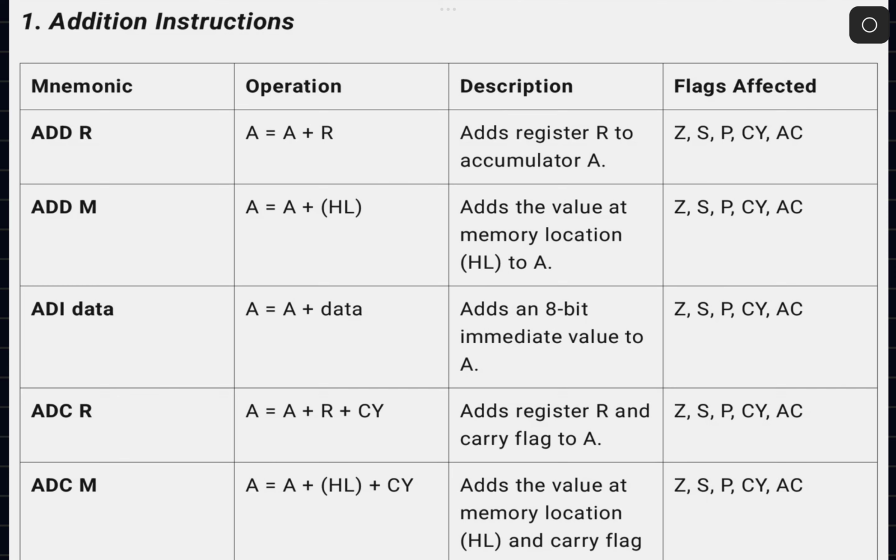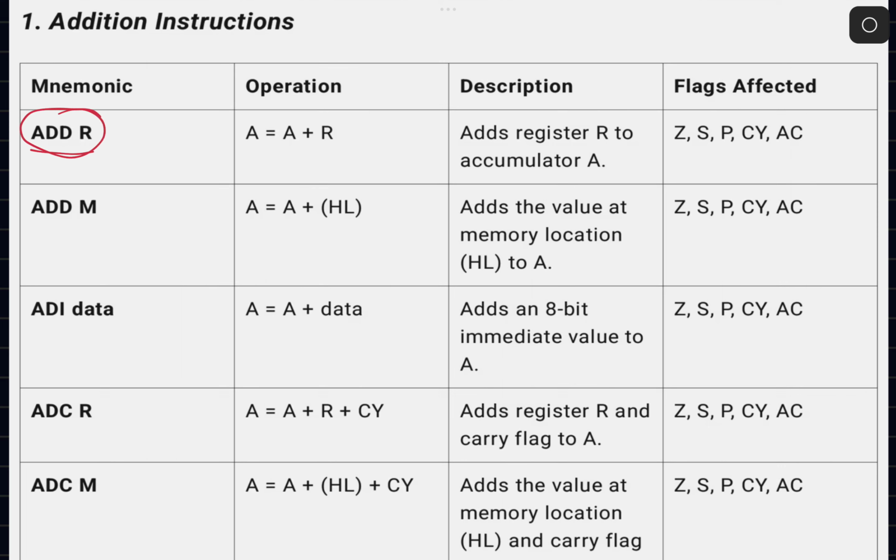The arithmetic instructions in 8085 can be classified as addition instructions, subtraction instructions, and increment or decrement instructions. Let's first look at the addition instructions. And the first instruction of its kind is ADD R.